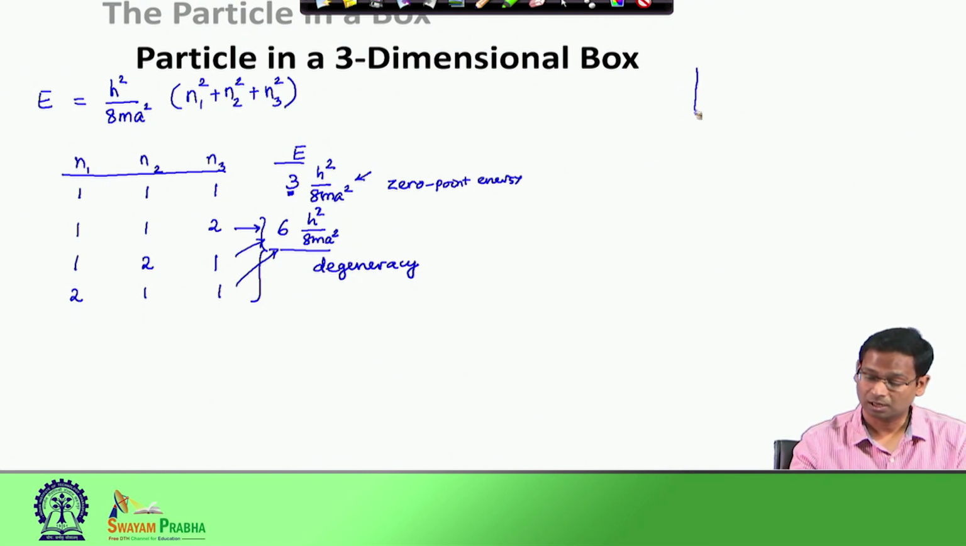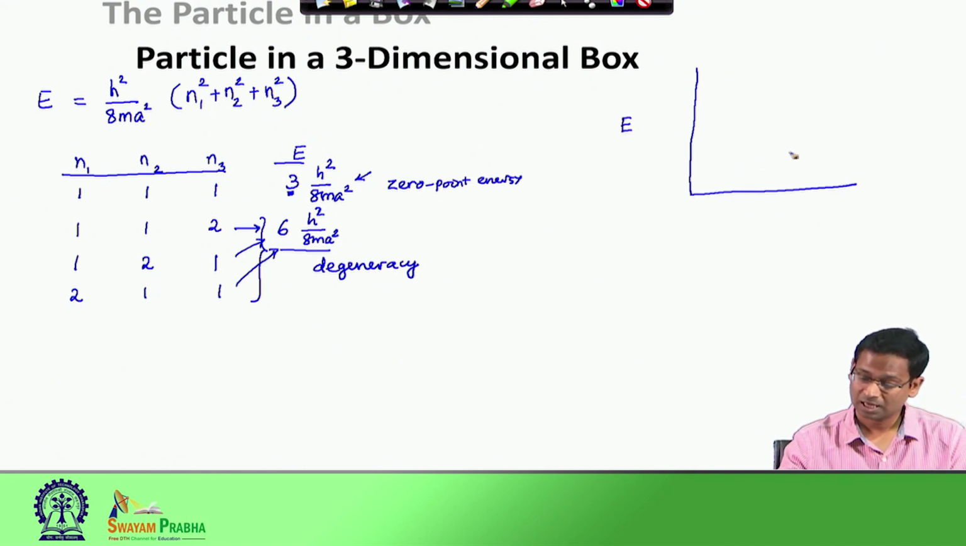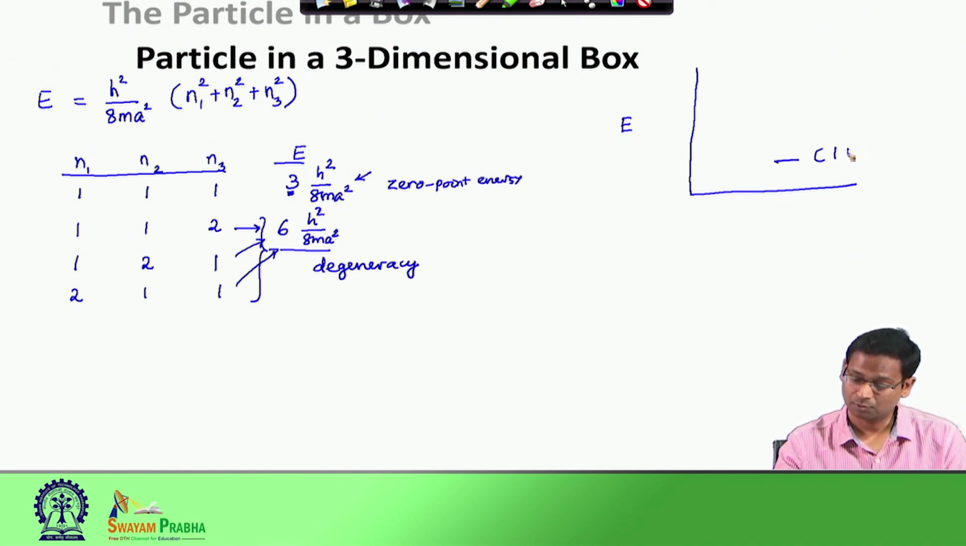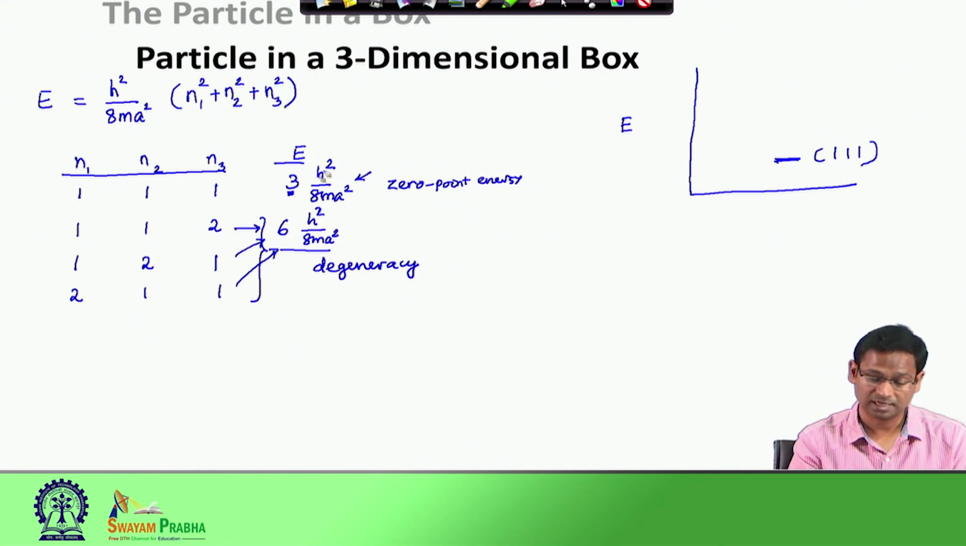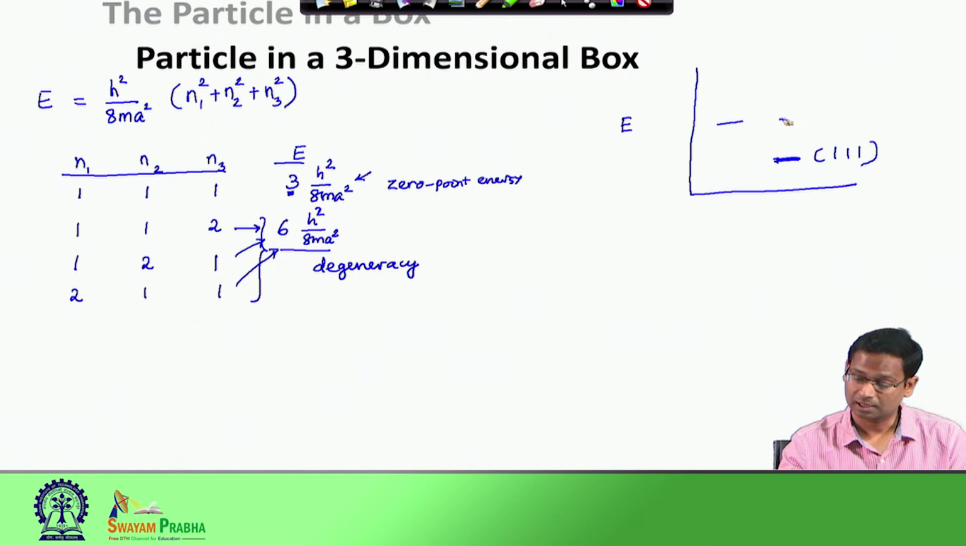If we plot on an energy axis, this will be the energy of 1, 1, 1. So, here n1 is 1, n2 is 1, n3 is 1. This energy level's energy is 3 h square by 8 m a square, and this is one-fold degenerate. That means there exists one eigenfunction which has this eigenvalue. The next set of eigenfunctions, 1, 1, 2, 1, 2, 1 or 2, 1, 1, all three of them have the same energy. So, I write it like this.